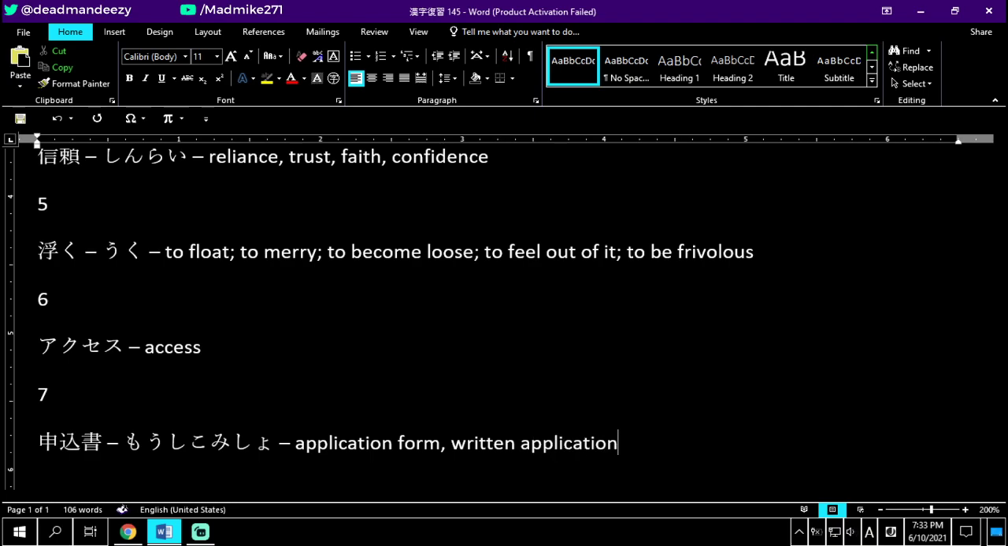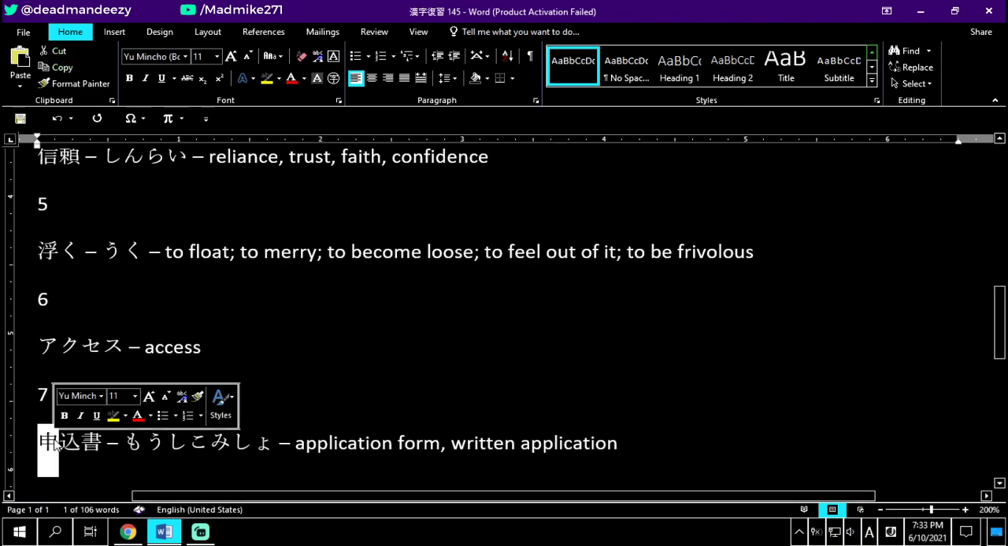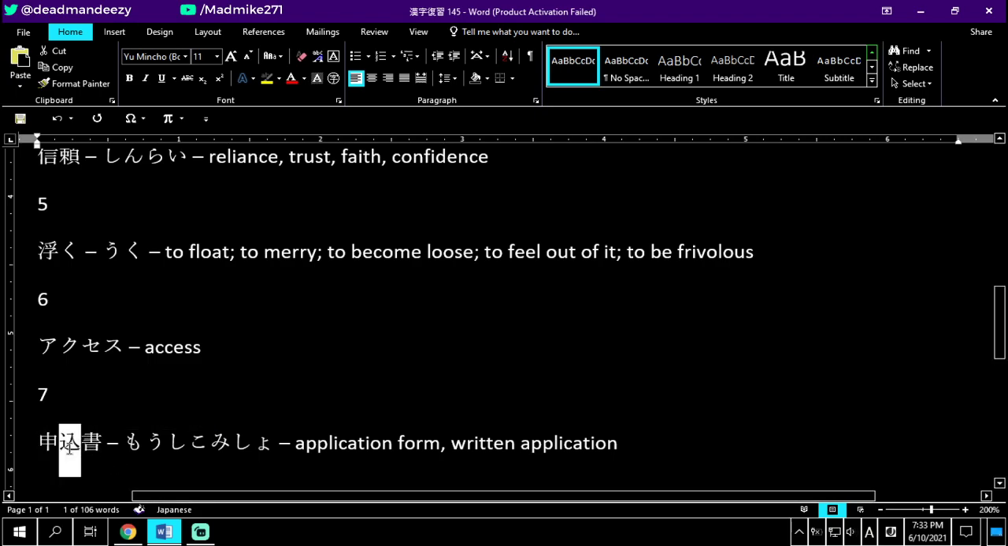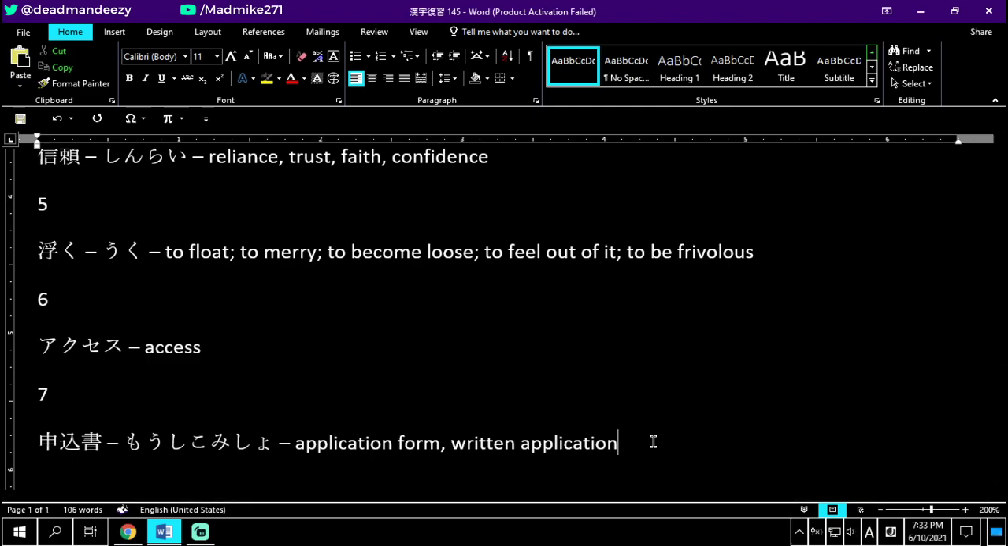An application form. On the left side, we have moshi, or to say, or to have the honor to do something. Komu is to kind of aggregate things or to include things. And on the right side, we have written. So you have the honor of writing or of including things in this writing as an application somewhere. It's your honor because you're applying tentatively to someplace very auspicious. So, moshikomi sho is an included honorable writing.